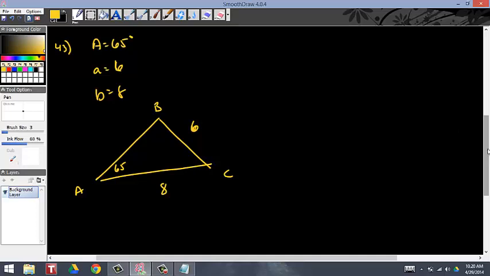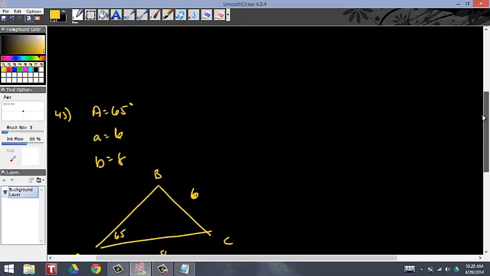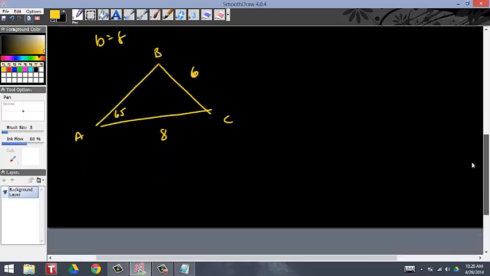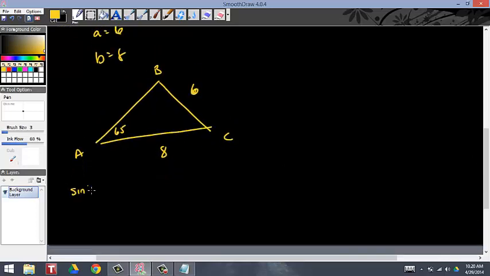Okay, so now let's go ahead and use the law of sines and figure out this triangle here. So this is going to be, ooh, man, I've been moving down a lot. Okay, so we've got sine 65 over 6 is equal to sine of B over 8. Cross multiply, I get 8 sine 65 over 6 is equal to sine B. Okay, let's do this in our calculator here. So 8 sine 65 divided by 6.